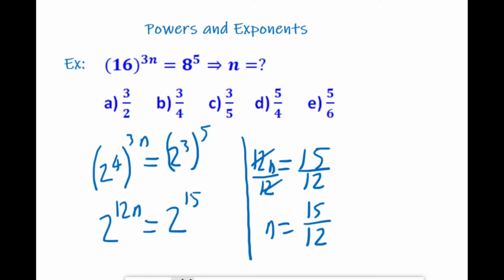We can simplify this fraction. 15 can be divided by 3, and once you do it, you're going to have 5. 12 can be divided by 3 as well, and once you do it, you're going to have 4. So this fraction is equal to 5 divided by 4, which gives us the answer as D. And let's continue with the next question.